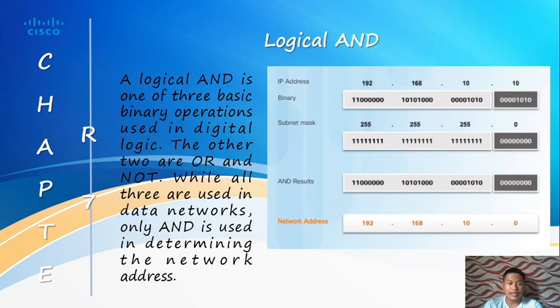Logical AND. A logical AND is one of the three basic binary operations used in digital logic. The other two are OR and NOT. While all three are used in data networks, only AND is used in determining the network address. This is the binary, the subnet mask, and the AND result.